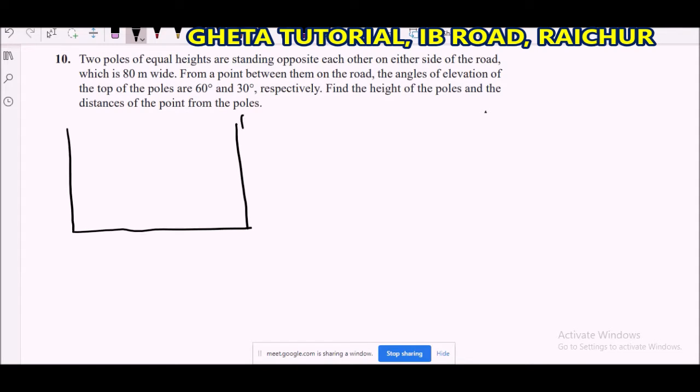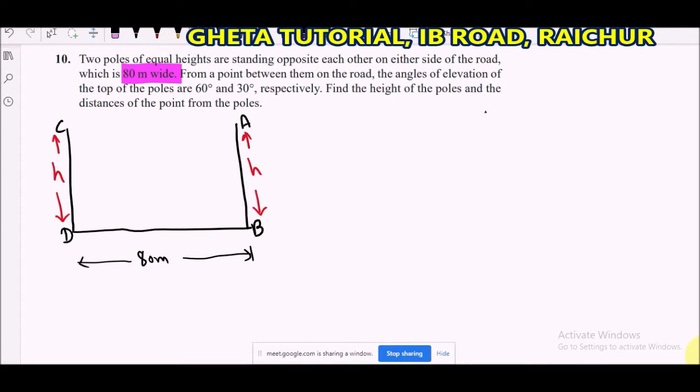So AB is one pole and CD is the other pole, and both the poles are of equal heights. So h will be the same here. The height of the pole is the same. These two poles are standing opposite to each other on either side of the road, which is 80 meters wide. So this is the 80-meter wide road.